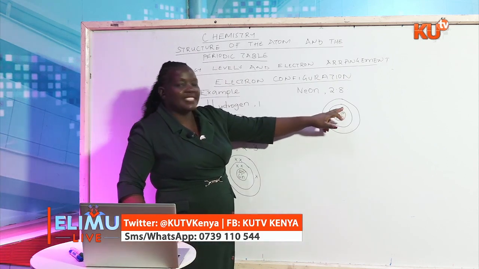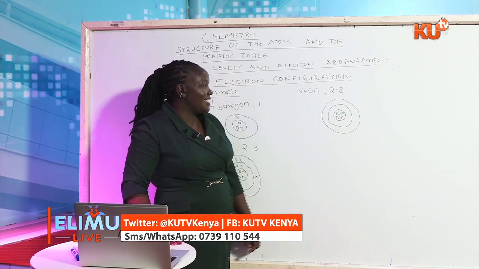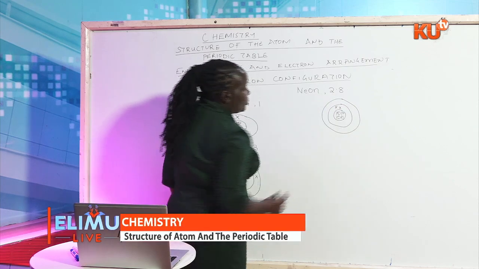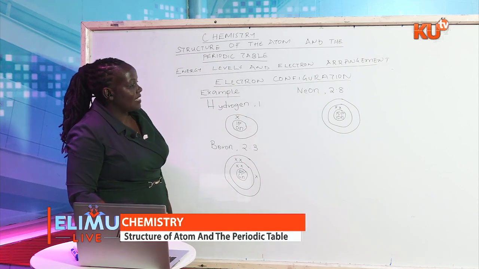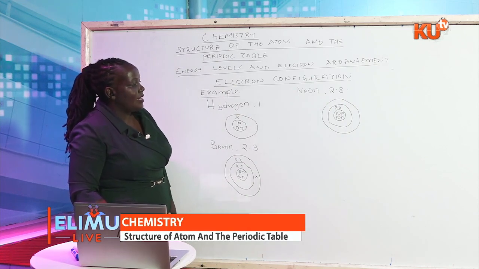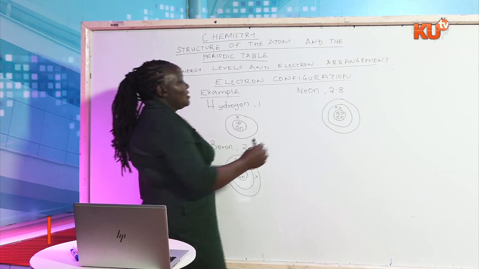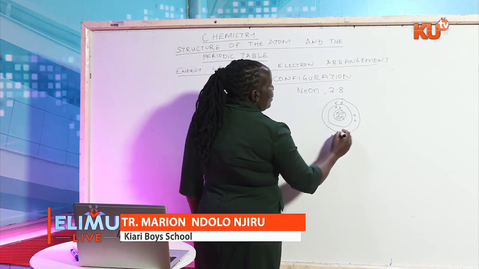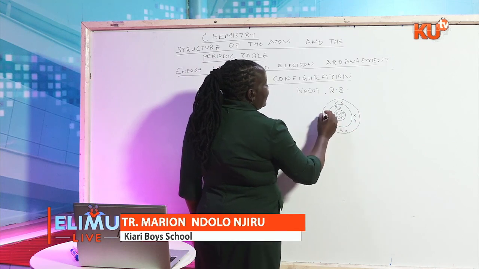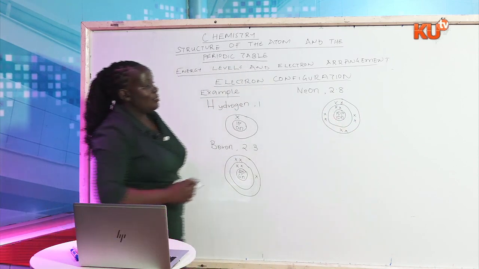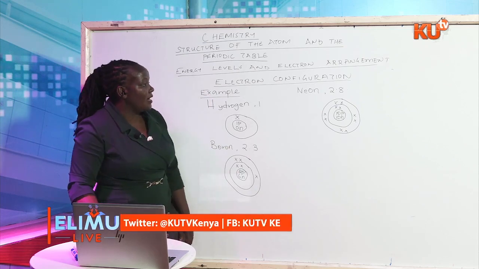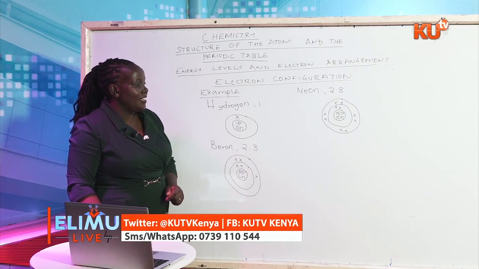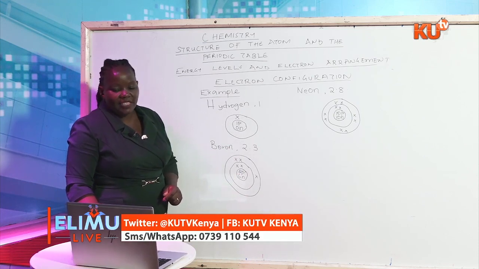Then we move on to the first energy level. The first energy level has 2, so we have 2 electrons there. The second energy level has 8, so we have 1, 2, 3, 4, 5, 6, 7, 8. So the electron configuration of neon will look like that in a diagram.